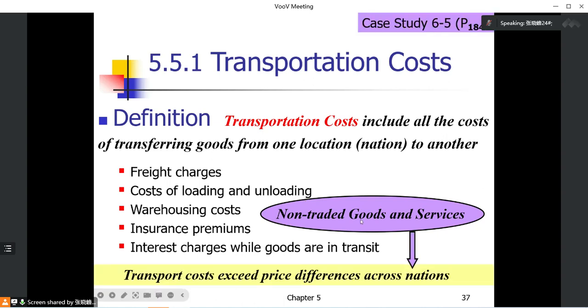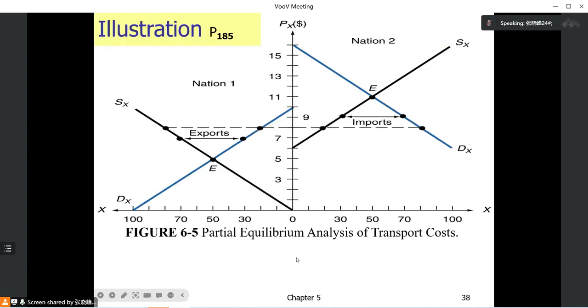That is non-traded goods and services. Transport costs can exceed price differences across nations. We can see the illustration: imports, partial equilibrium analysis of transportation costs.